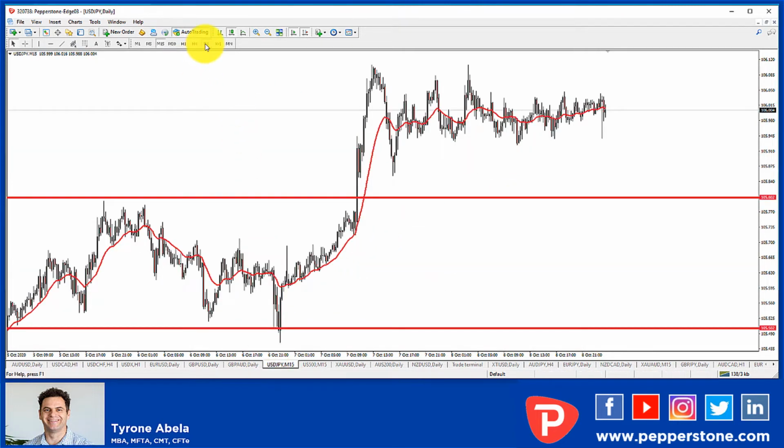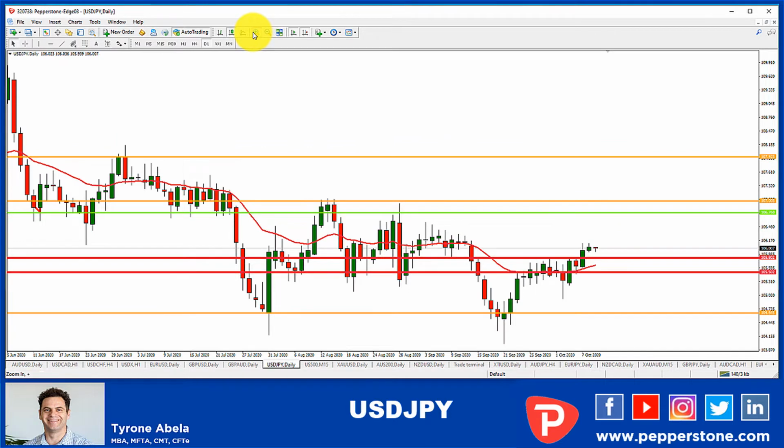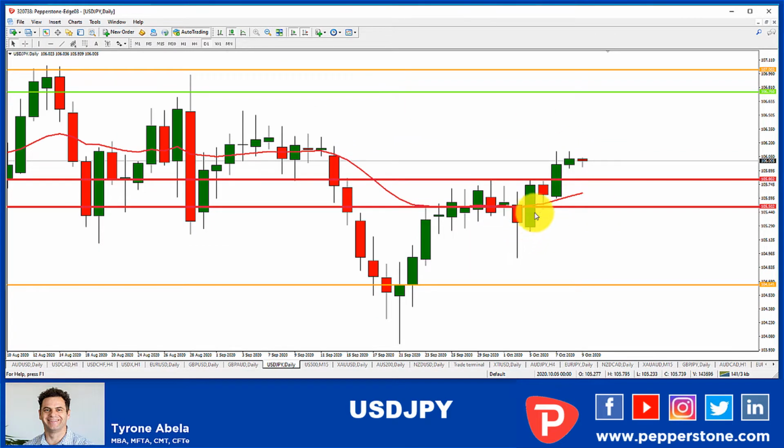We'll now move on to the US dollar yen. We haven't looked at this one in a little while because it hasn't really done a lot, but we can see here the last few daily candles have been very, very positive. So let's take a look at this one. We'll break it down.